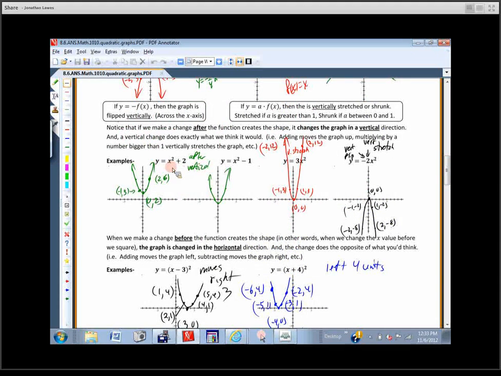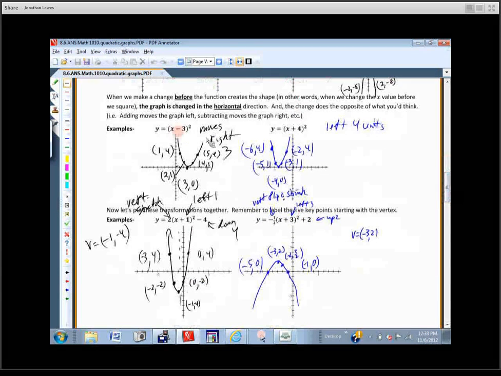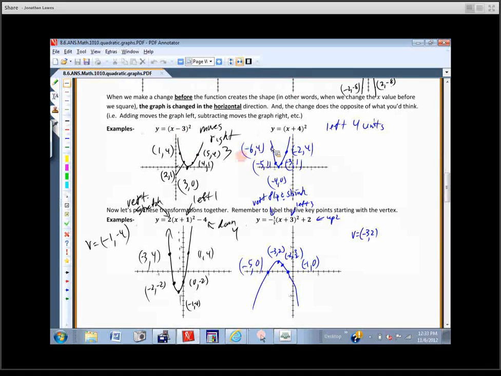Notice that we make the shape, add; make the shape, subtract; make the shape, times it by 3; make the shape, times it by -2. Those are all vertical changes. Okay, if we change the x before we square to make the shape, then it moves it to the left or to the right. It makes a horizontal change, in other words.